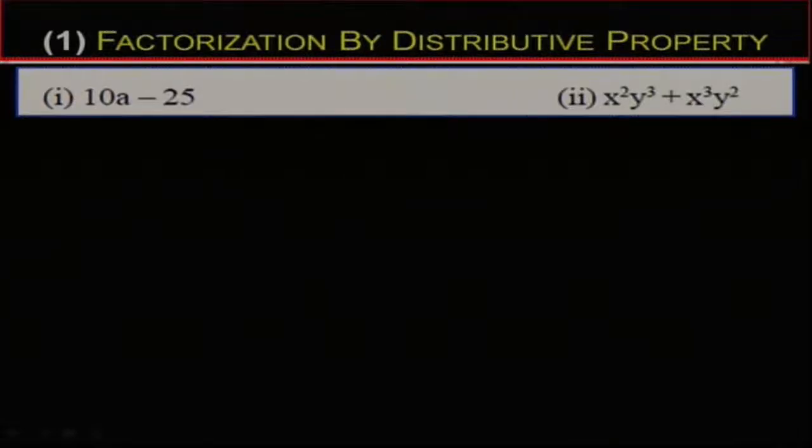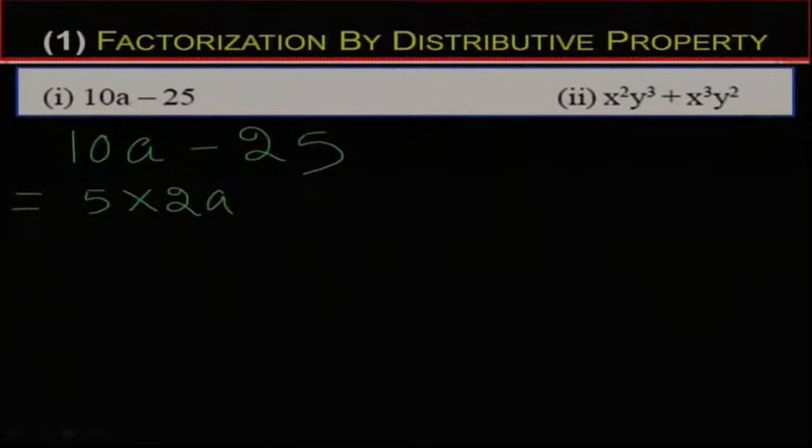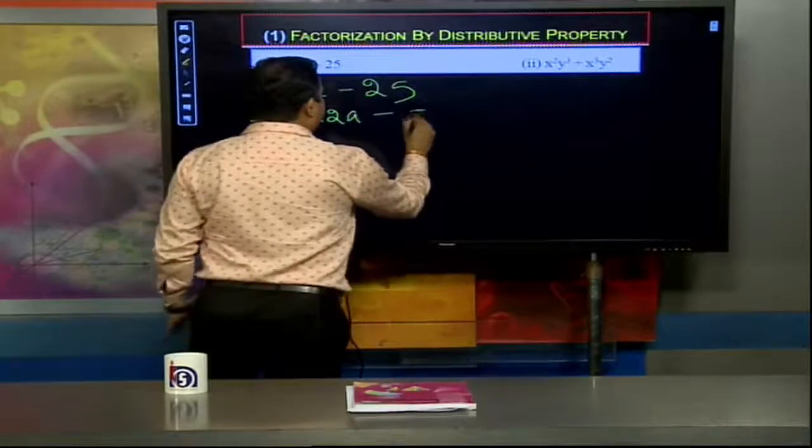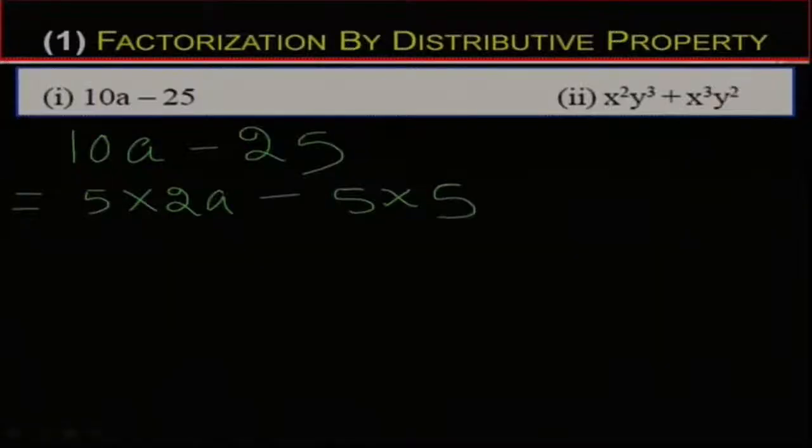distributive property. Distributive property, that means simply, suppose one example I have taken, suppose that is 10a minus 25. You see 10a minus 25. So 10a I can write 5 into 2a, because 5 into 2a is equal to 10a, minus 25 means I can write 5 into 5. Yes, I can, because 5 into 5 is equal to 25.